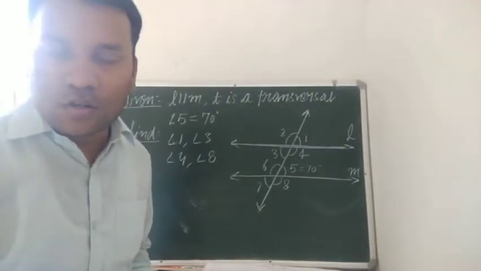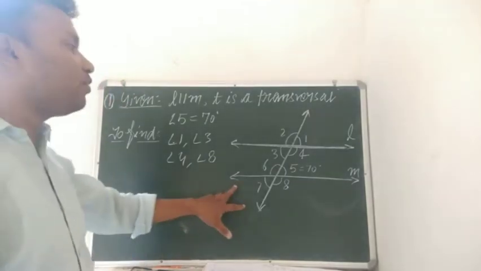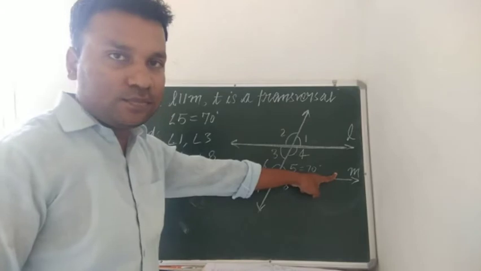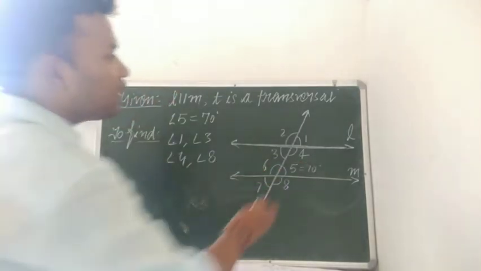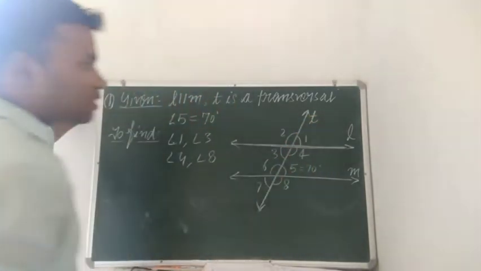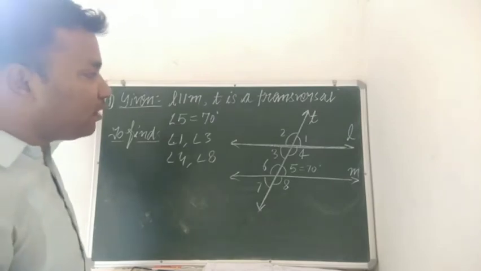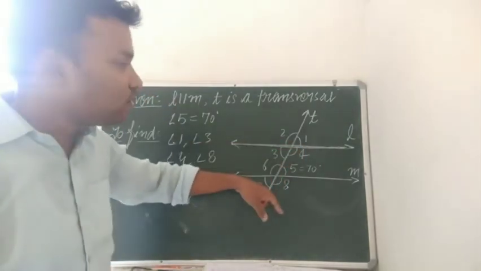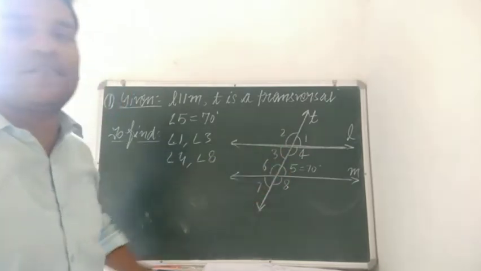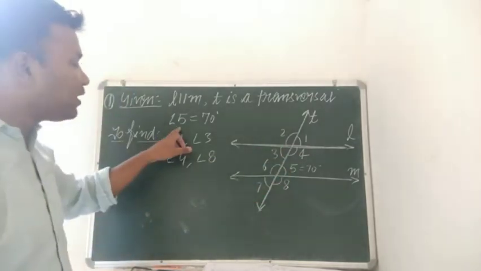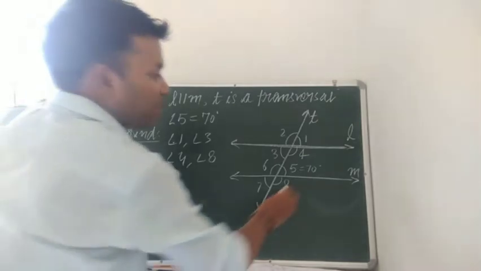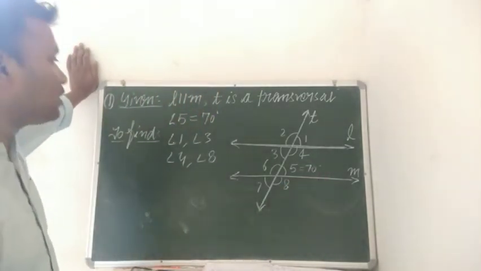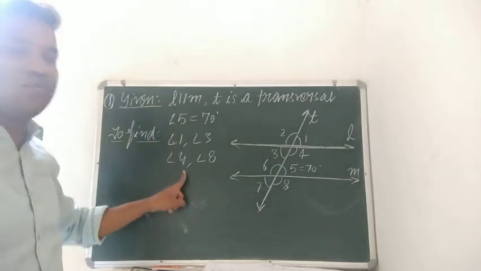Question number 1 of this exercise. In this question we are given a figure in which L is parallel to M, both lines are parallel to each other, and there is a transversal T which is cutting both the parallel lines at distinct points and making some pairs of angles 1, 2, 3, 4, 5, 6, 7 and 8. It is also given that the measure of angle 5 is 70 degree, and on the basis of this we have to find the measure of angle 1, 3, 4 and 8.